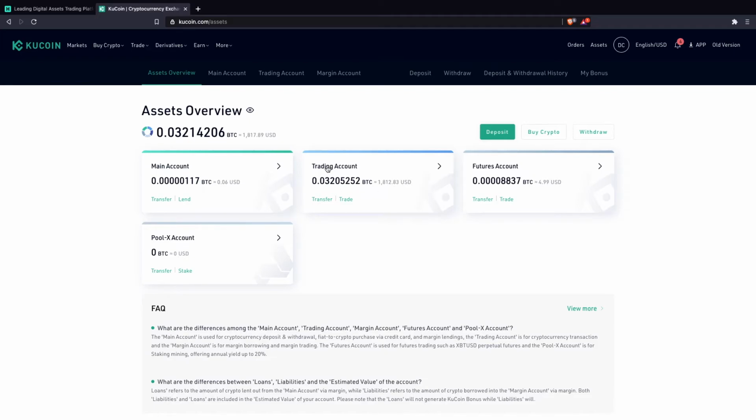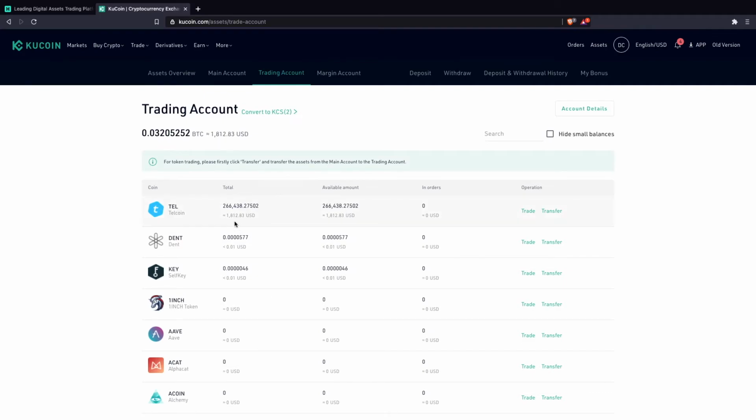So right now in my trading account, I have some what's called Telcoin, right? I bought this back in 2017 for like $100. Looks like it's doing pretty well right now. This is more like a long-term hold for me. You should look up this crypto. It's actually really dope. So, all right.